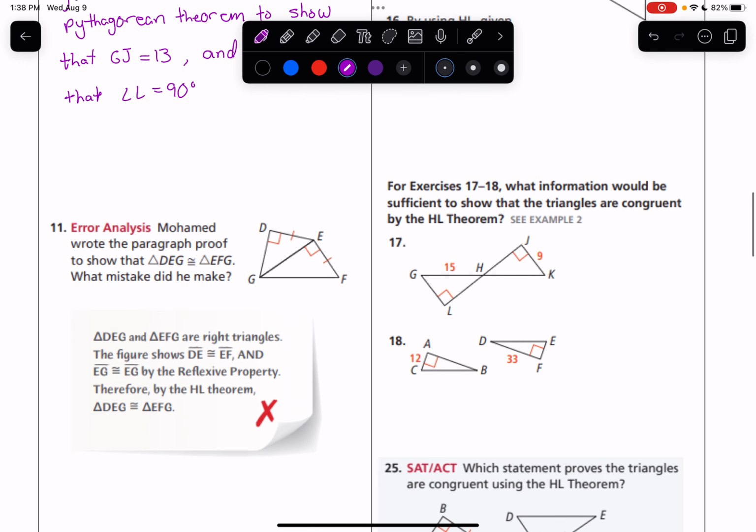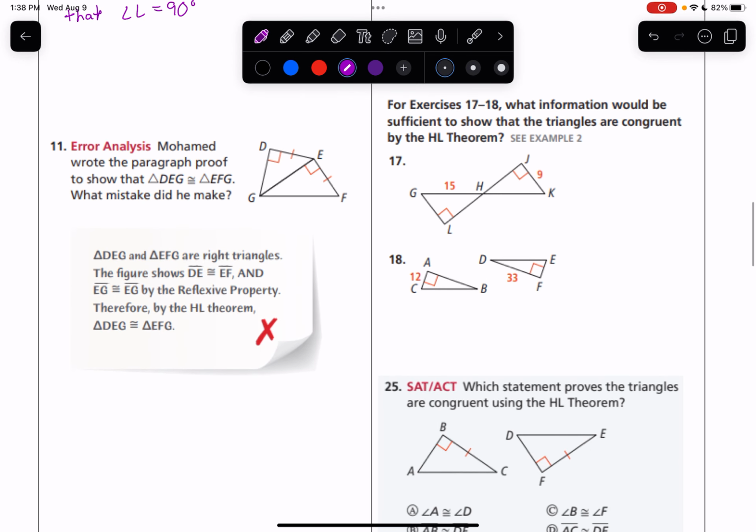Number 11, Mohammed wrote a paragraph proof to show that triangle DEG is congruent to triangle EFG. So he says the figure shows that they're right triangles, which is true. The figure shows that DE is congruent to EF, and EG is congruent to EG by the reflexive property. Therefore, by the hypotenuse leg theorem, triangle DEG is congruent to triangle EFG.